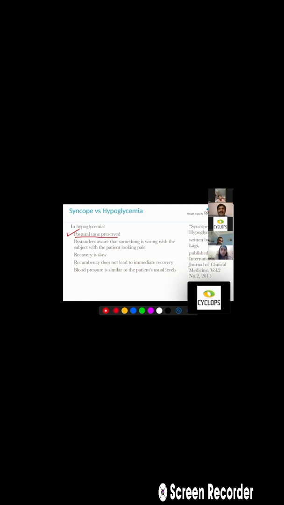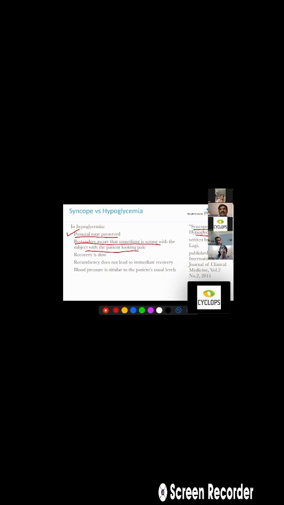Bystanders are aware that something is wrong with the patient, who looks pale. This is exactly what happened with me also, and that is what is written here. That is why I like this paper. It just coincides with the experience that I went through.